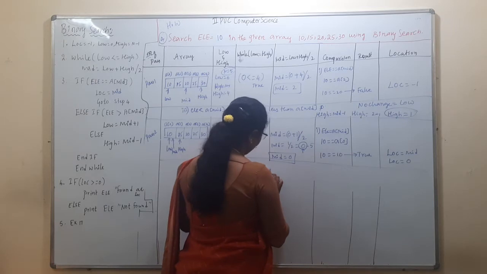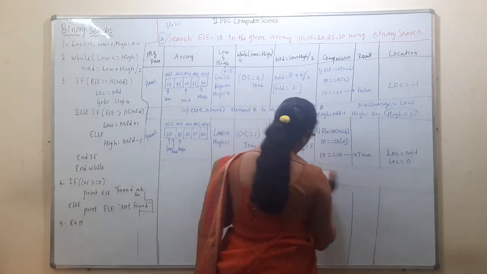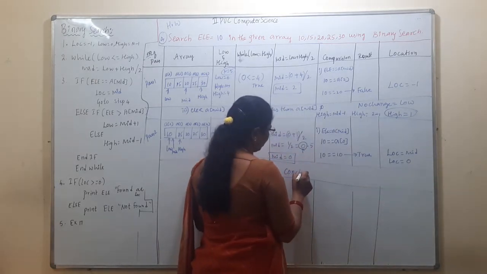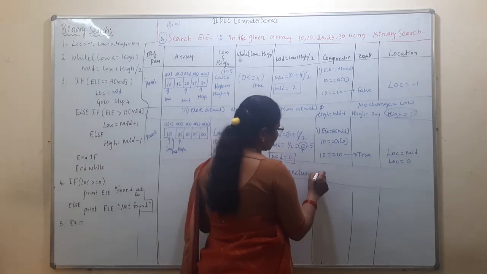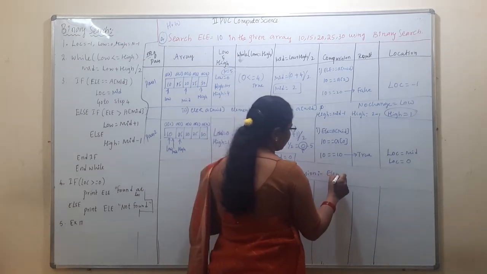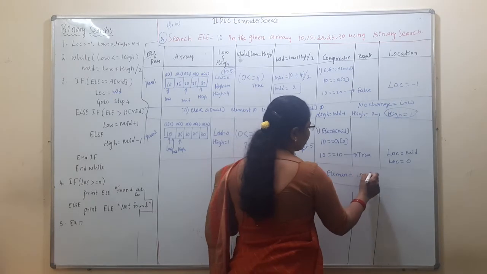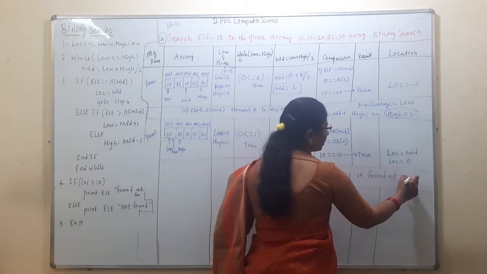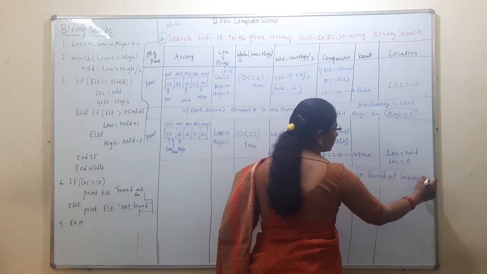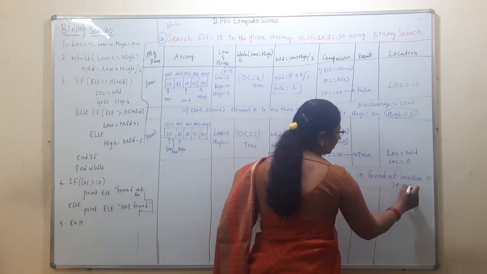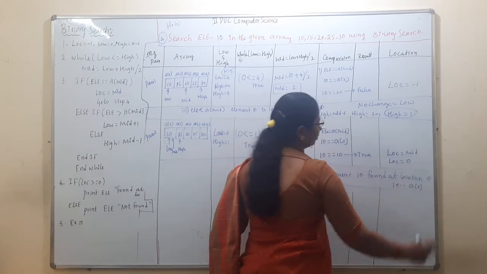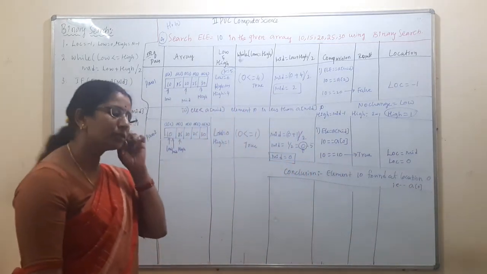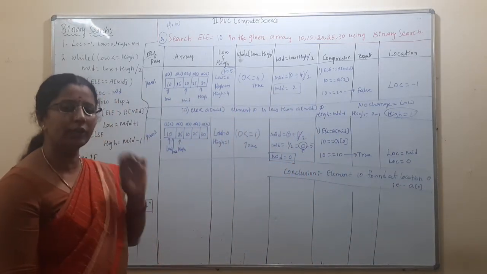So what is the conclusion you can give? Conclusion: element 10 found at location 0, that is A of 0. Did you get it? Did you understand?